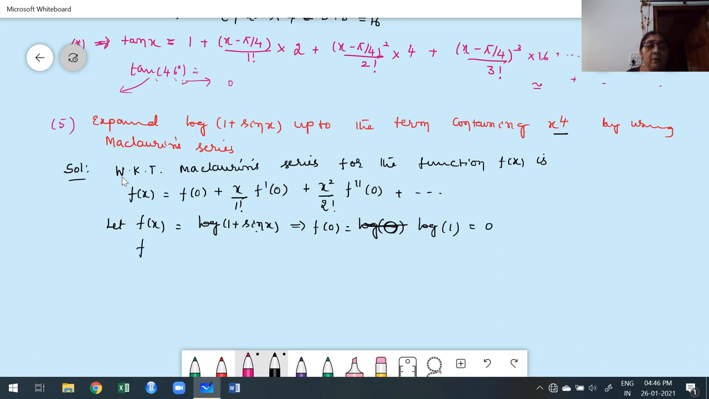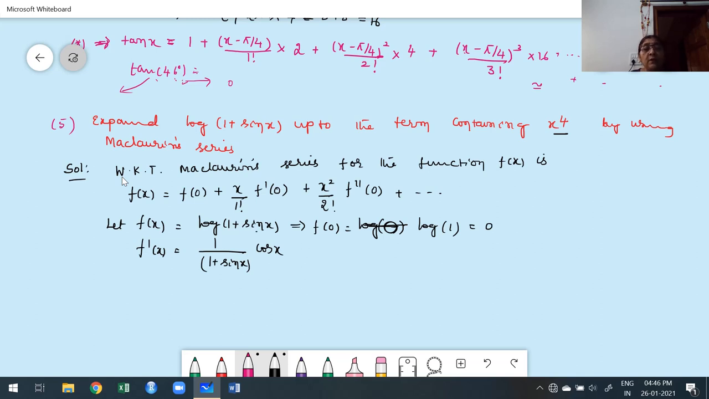fine. Now first you can't simplify. Therefore, first you find the first derivative. First you remove the log: 1 by 1 plus sin x into derivative of sin x, which is cos x. Suppose we leave it as itself. If you want to find next directly the second derivative, f double dash of x, what happens? I go for which rule? Quotient rule. Okay, second derivative, quotient rule.